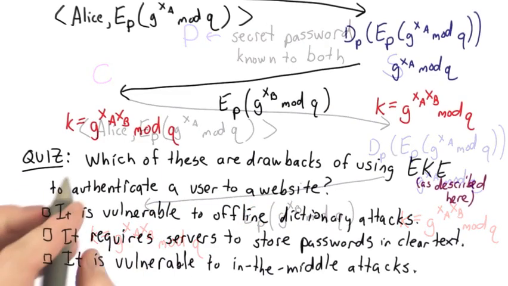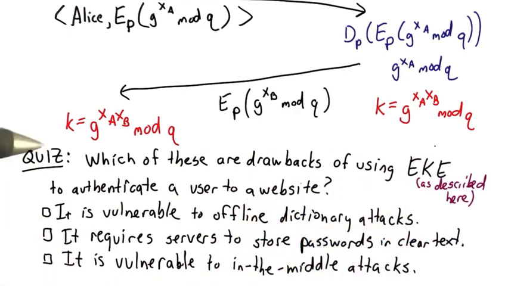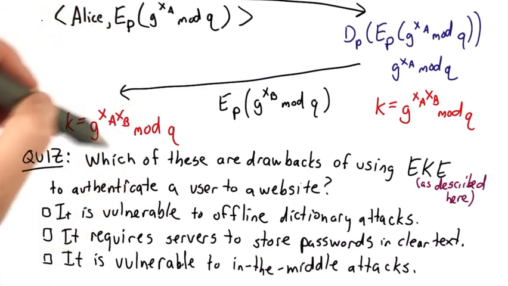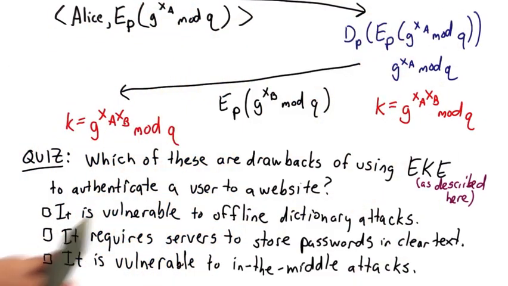So now we'll have a quiz to see if you understand the EKE protocol. The question is, which of these are drawbacks of using the protocol as we've described it here? To authenticate a user, that would be Alice on this side, to a website, that would be the server on this side. So the first possibility is that it's vulnerable to offline dictionary attacks. This is where an attacker goes through a dictionary of common passwords, trying to guess the password of a user.